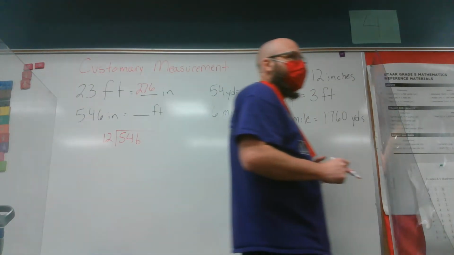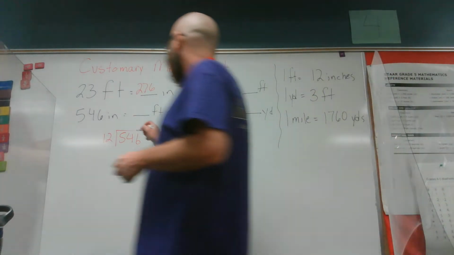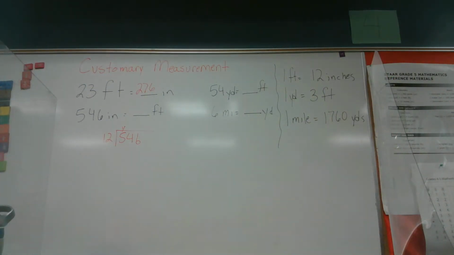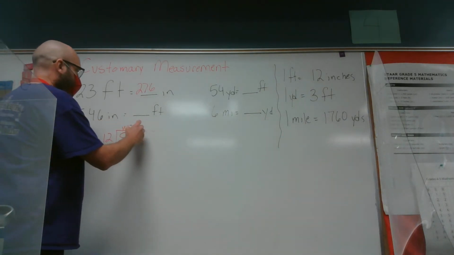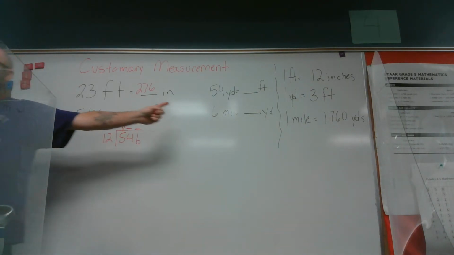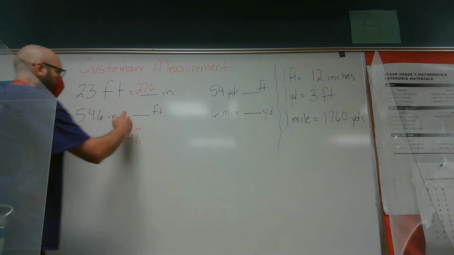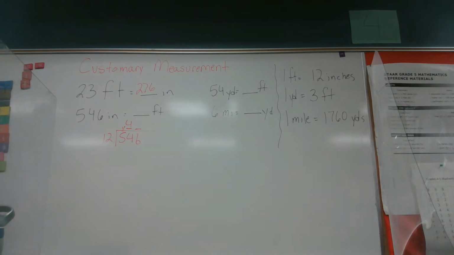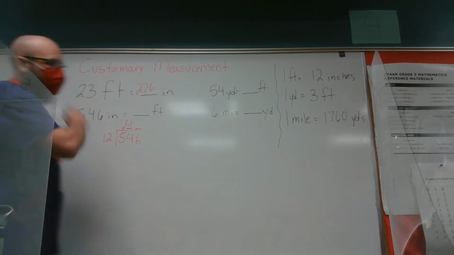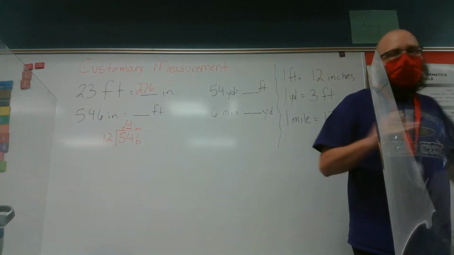Does 12 go into 5? No. Does 12 go into 54? Yes, I'm going to have a 2-digit quotient. And I could write my multiples of 12 here. I have them on a multiplication chart I could use. So 12 times what? How many times is 12 going to go into 54? 4. So I have a 4 in the tens place of my quotient. 4 times 12 is? 48.